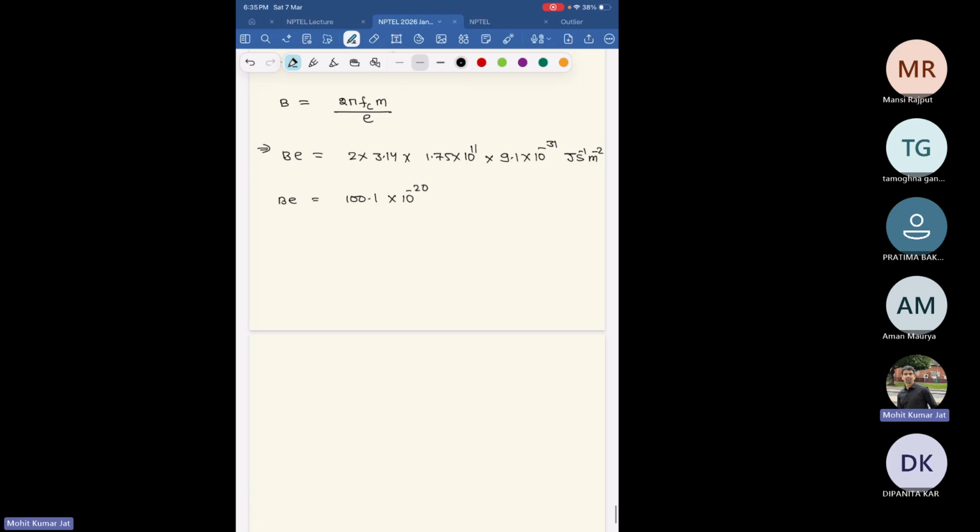Right? And you can write it as 1 into 10 power minus 18 joules second inverse meter minus 2. Now magnetic field is nothing but H bar by EB. So H bar we know is 1.05 into 10 power minus 34 joules second inverse. Nu is inverse, so joule second, and EB is 1 into 10 power minus 18.